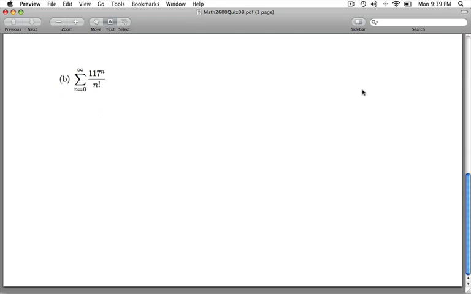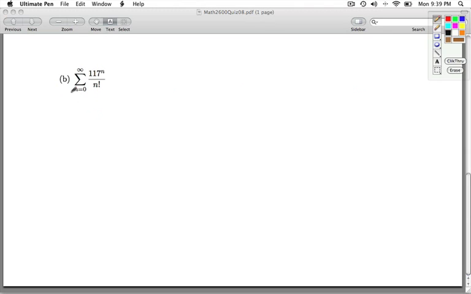Let's look at part B. Given the series n equals 0 to infinity of 1187 to the n power over n factorial, the first thing I key in on is n factorial. And I'm as excited as the exclamation point suggests I would be, because as soon as I see factorials, I think ratio test.